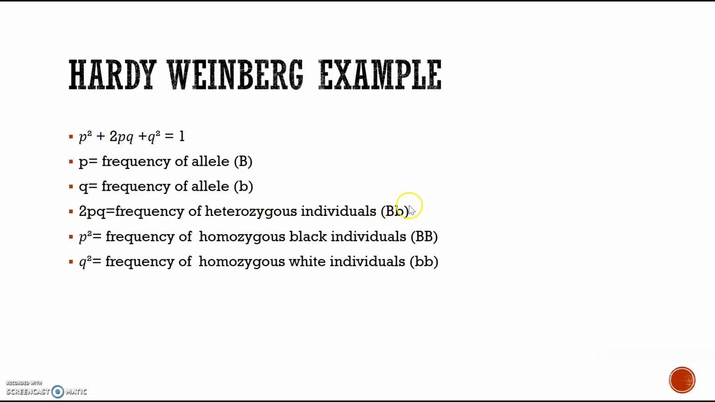2PQ is the frequency of heterozygous individuals, ones that have a big B and a little b. P squared is the frequency of the homozygous black coloration individuals, so 2 big B's. And Q squared is the frequency of homozygous white individuals, little b, little b. This is the information that we have.